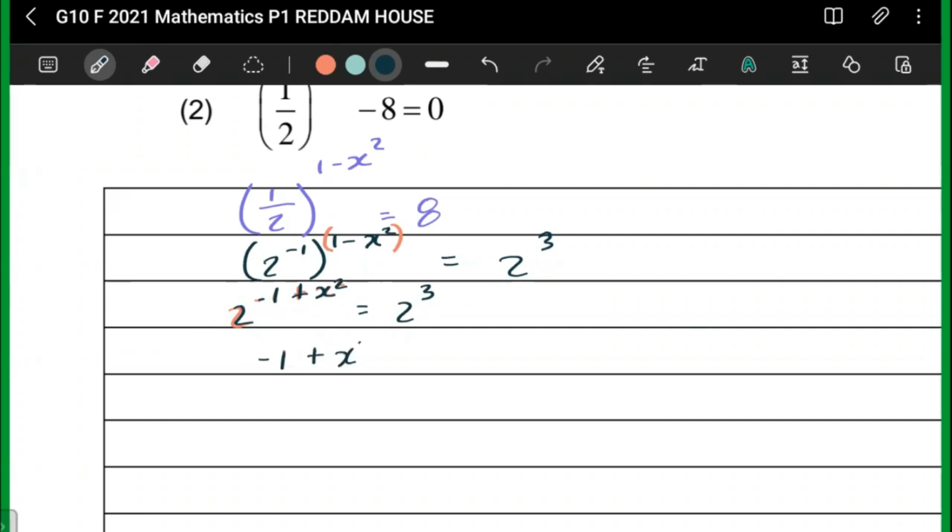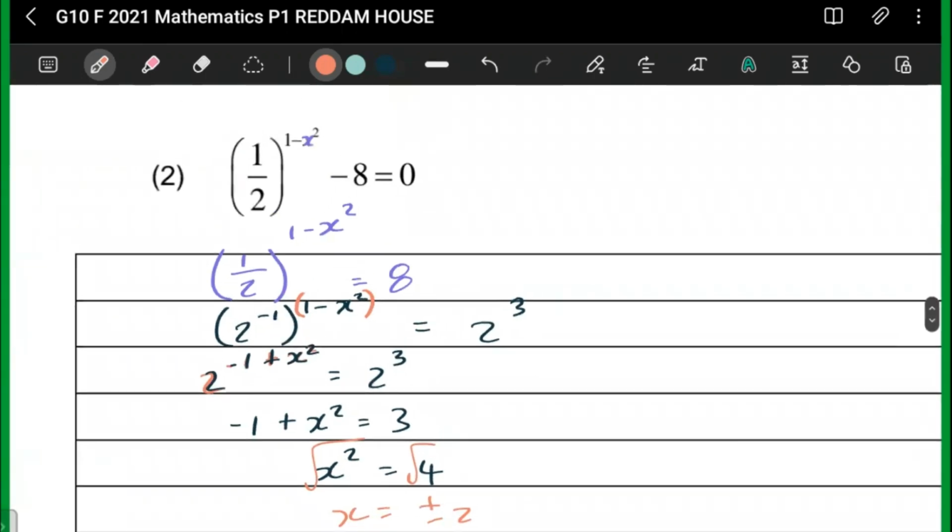-1 plus x squared equal to 3. Since you're solving for x, the negative can go over. It becomes a plus now because 3 plus 1 is 4. And then you can square root both sides. Square root this side, you have your 2 answers for x over there. So you see, think outside the box and don't panic.